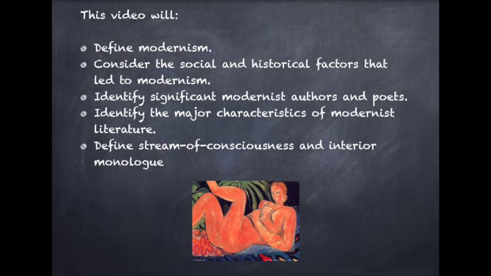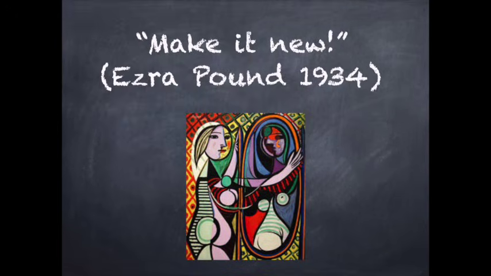In this video we'll define modernism, consider the social and historical factors that led to modernism, identify significant modernist authors and poets, identify the major characteristics of modernist literature, and define stream of consciousness and interior monologue. Ezra Pound, who was kind of like the talent spotter for the modernists, said, "Make it new." And after we've considered the modernist poets and authors, I'll be interested to see if you think they were successful. Did they make it new?